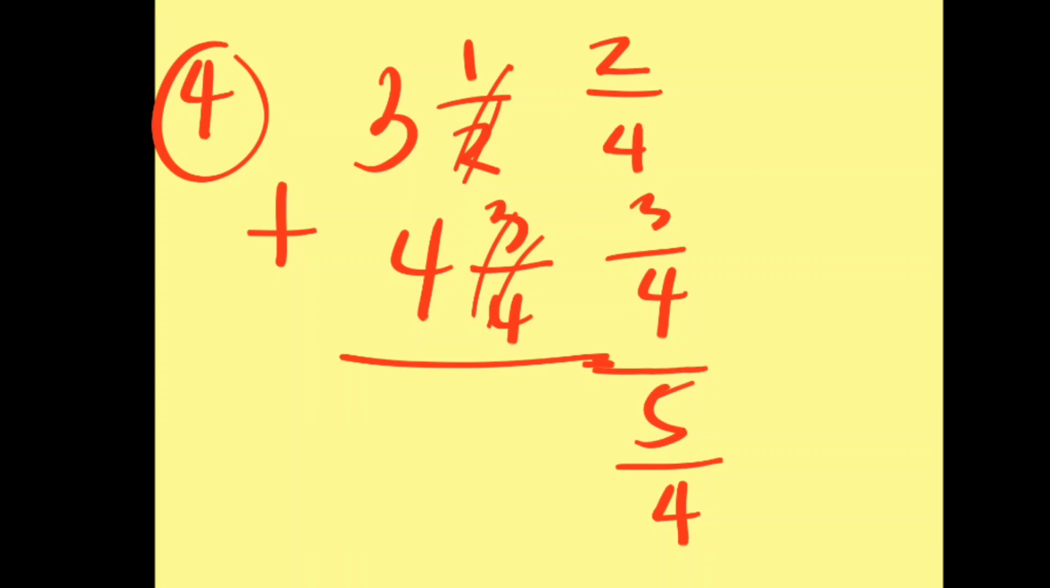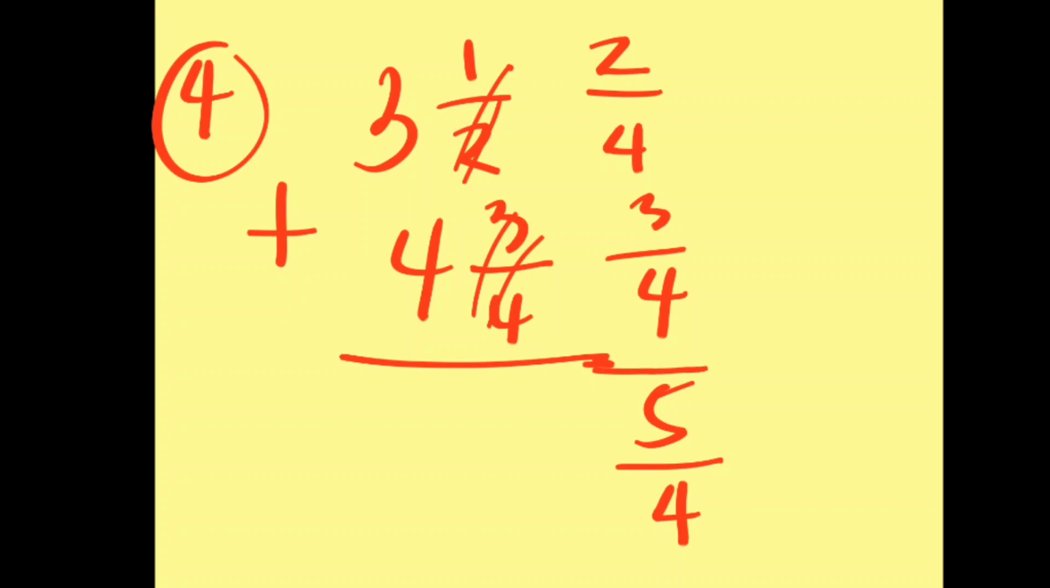Now remember, you cannot leave an improper fraction. So you have to make this improper fraction into a mixed number. How are we going to do that? We have to divide. So 5 divided by 4, the answer is whole number 1.